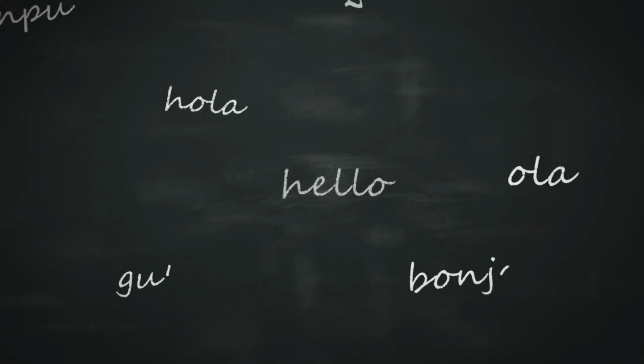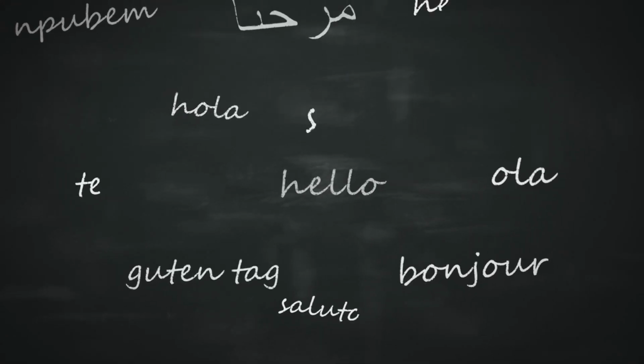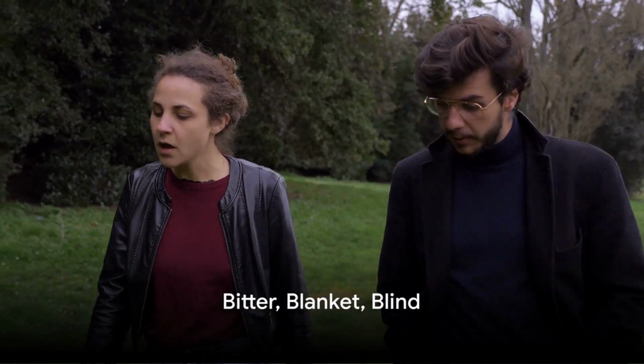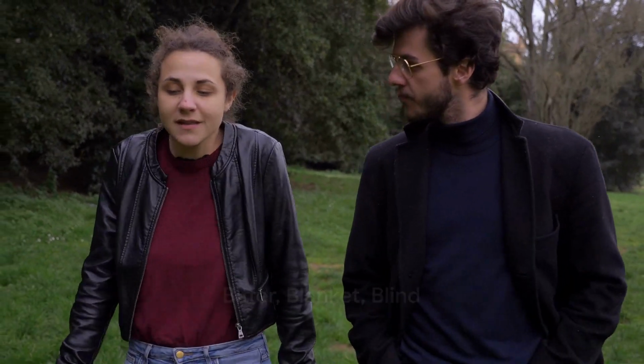Today, we're going to explore 8 words: bitter, blanket, blind, barely, bond, bias, bid, and burn. So, let's start. Starting off with bitter, a word that can describe more than just a taste.